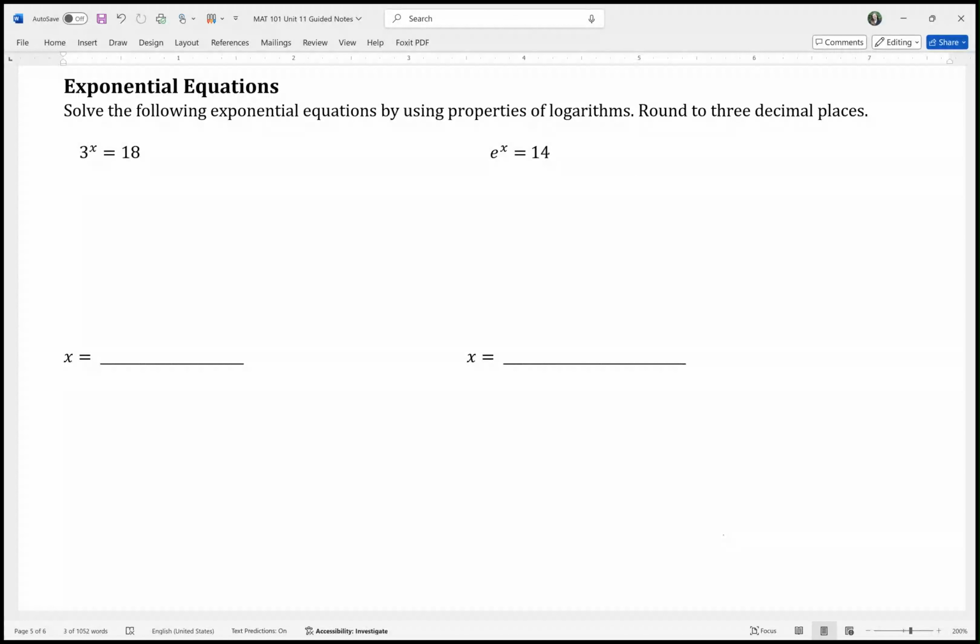The first way we're going to solve this is by using logs. So we're going to use the operation of logarithms and take the log of both sides. So this would be log of 3 to the x equals log of 18.